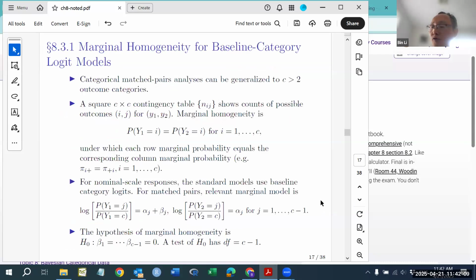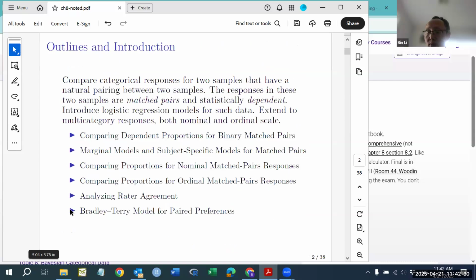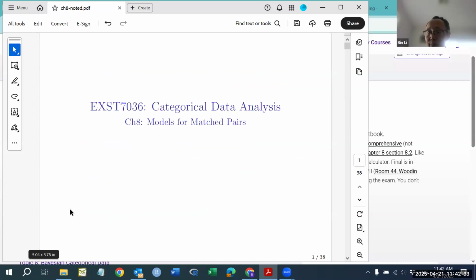Okay, from section 8.3 onward, we will not cover that. That extends from binary to multi-category responses and uses different models, like the baseline category logit model. Okay, so let's stop here. Any questions for chapter 8, the first two sections?